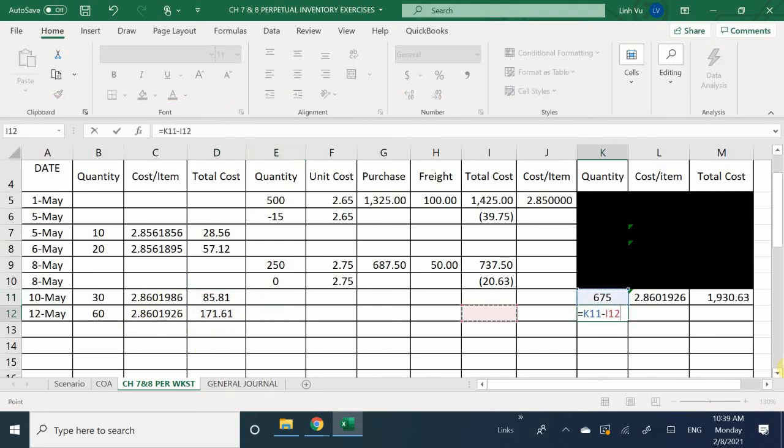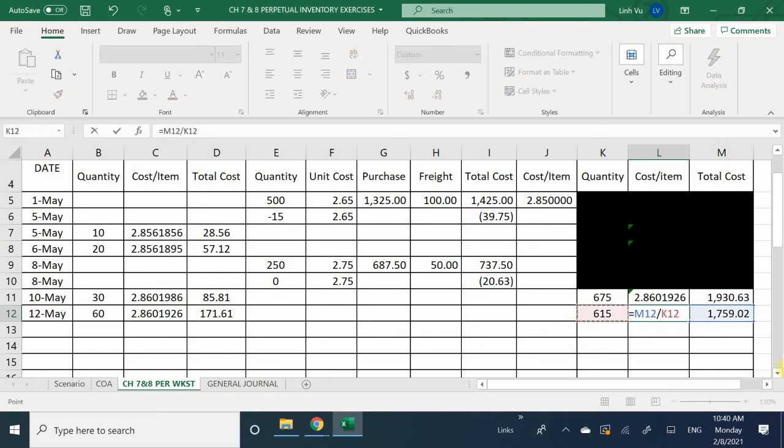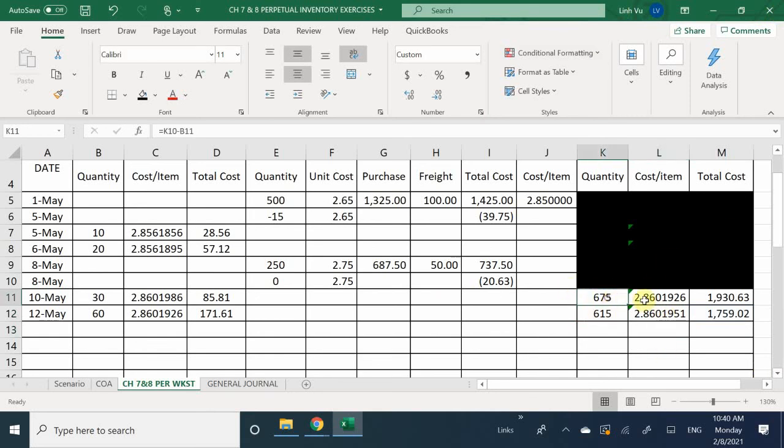So what's my new quantity now? 615. What is my new total cost? 1759.02 is correct. And lastly, what is my new average cost per item? 2.860195. Okay, good. So it changed by, again, another 10,000th of a penny. So there you go. So now I know for me selling those 60 mugs, it cost me $171.61.